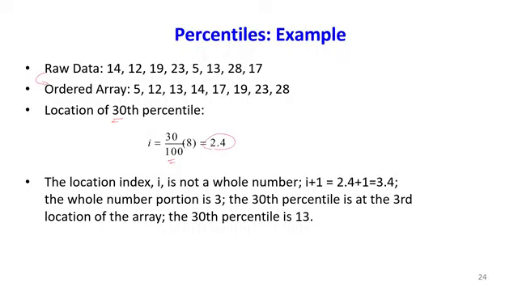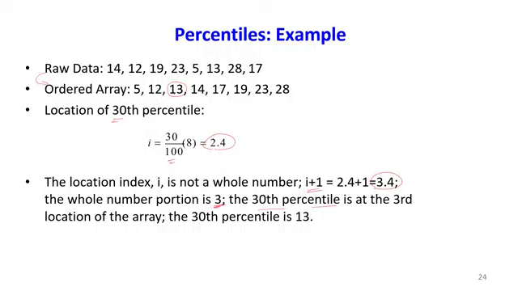That gives 2.4. Now it is not a whole number. If it is not a whole number, you take i plus 1, which is 2.4 plus 1, and then you round that value. If you round it, it becomes 3. Now you go to this third location, which is 13. That becomes your 30th percentile, at the ith location, which is the third location.